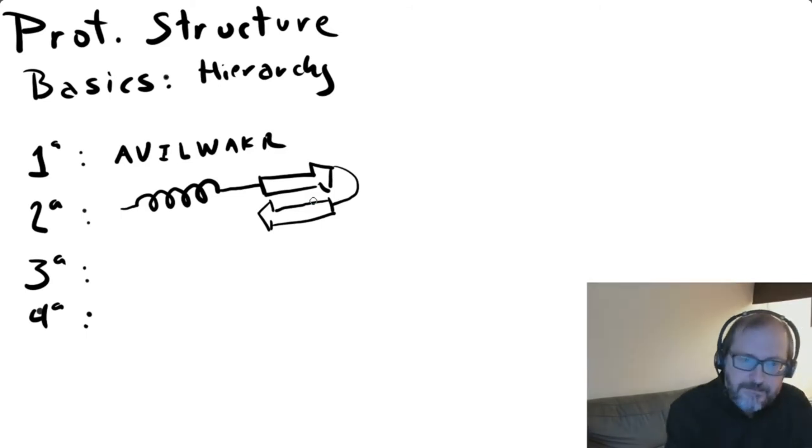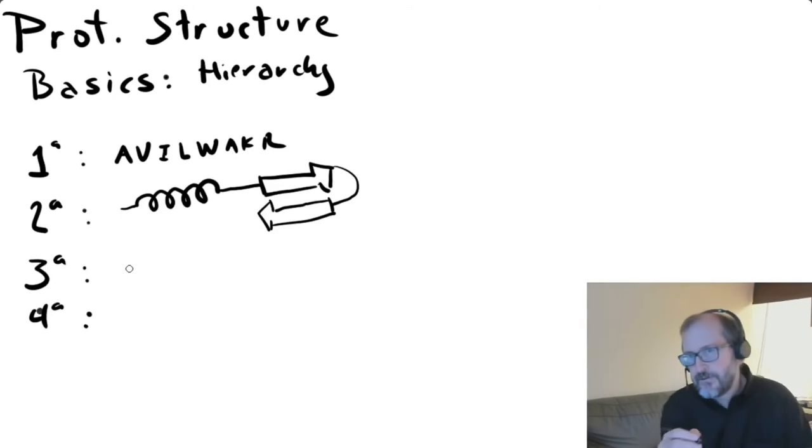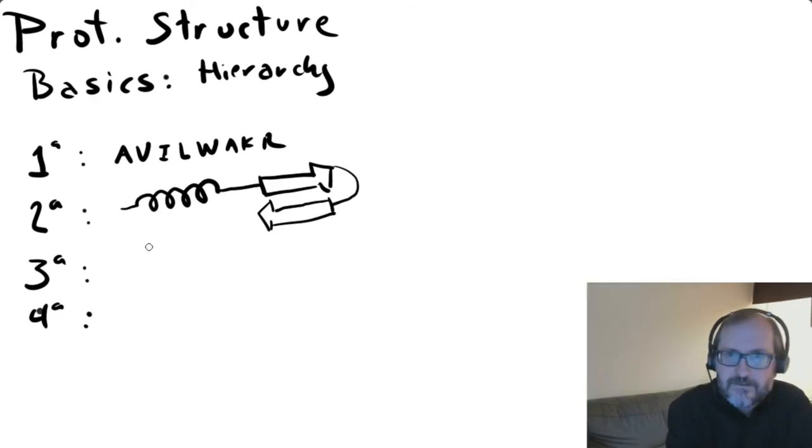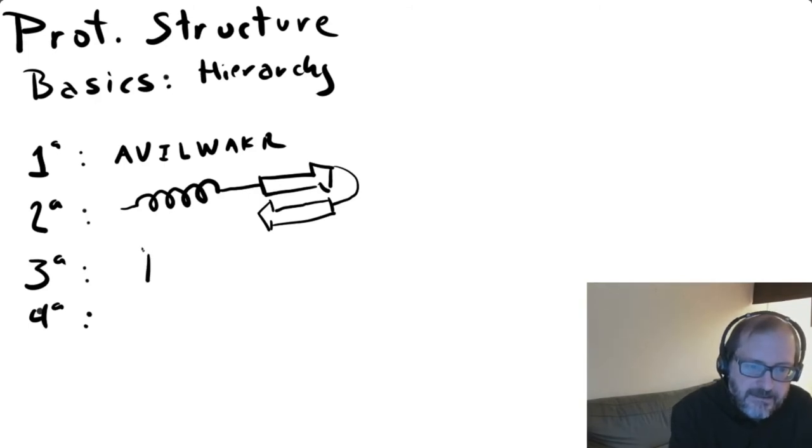And then 3D, that's when you do know how all the pieces of secondary structure are arranged with respect to each other. And depending on the resolution, you might even know the position of every single atom, down to an angstrom or even a fraction of an angstrom. So in that case, we might have something that looks kind of like this.